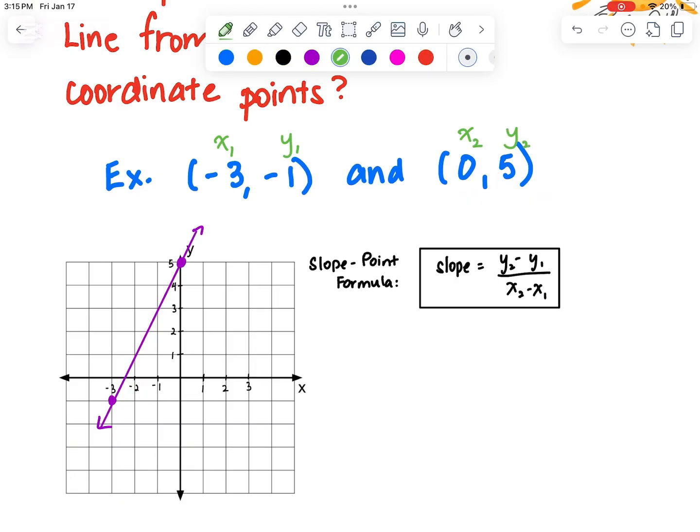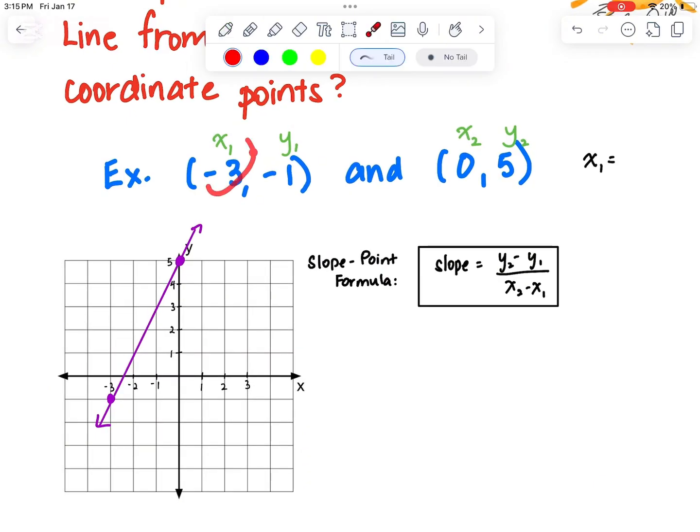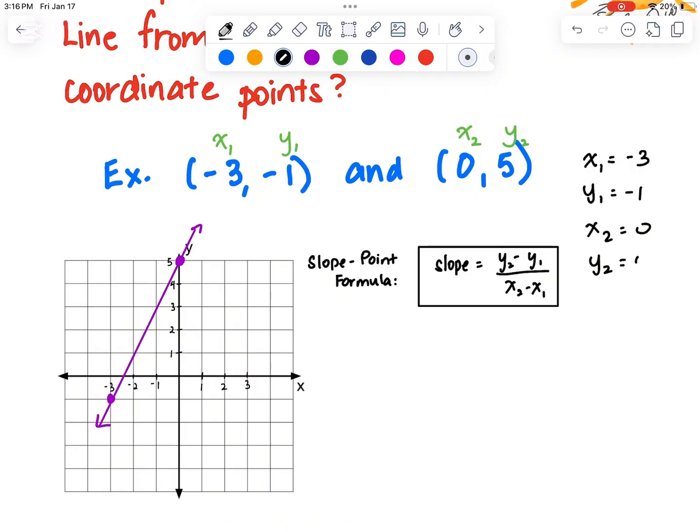So let me list out the information I have now off to the side. My x1 is -3. My y1 is -1, x2 is 0, y2 is 5. That's going to be my legend, and I'm then going to take these symbols and replace them with the values that are listed there.